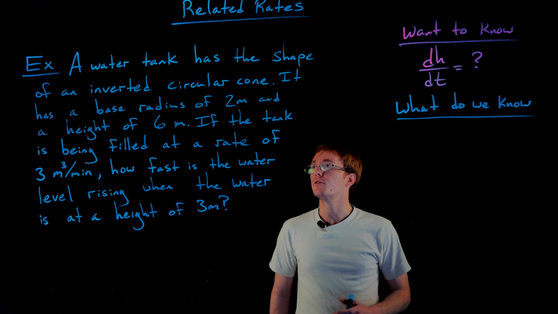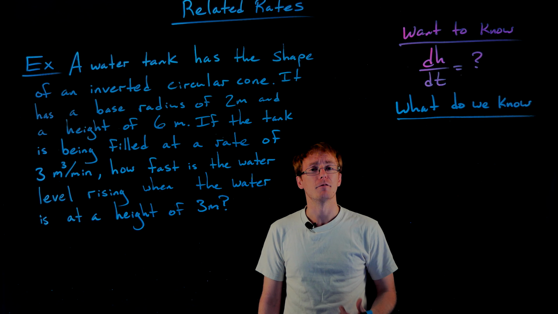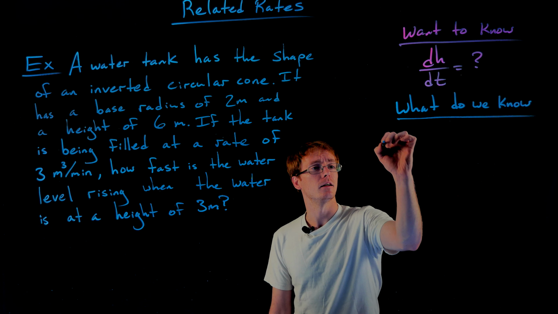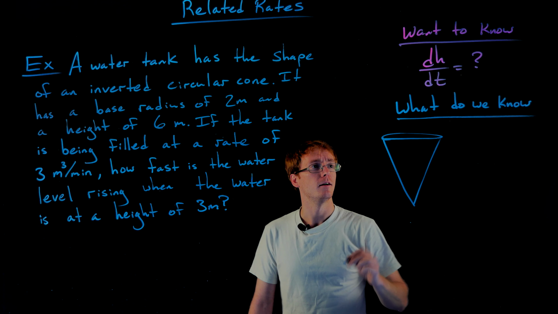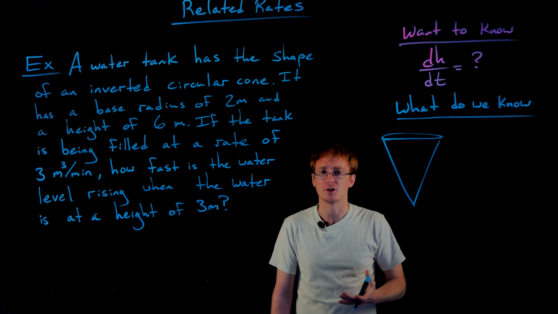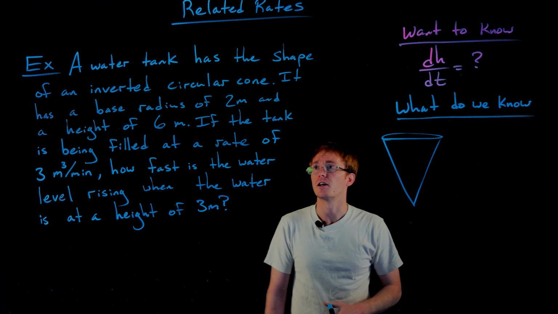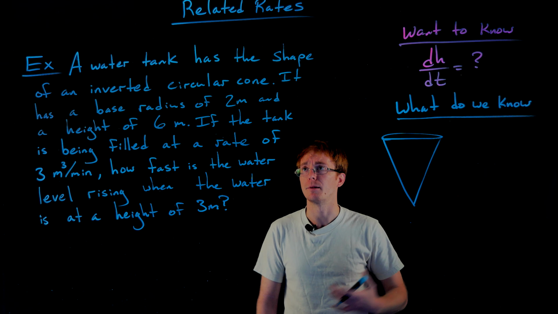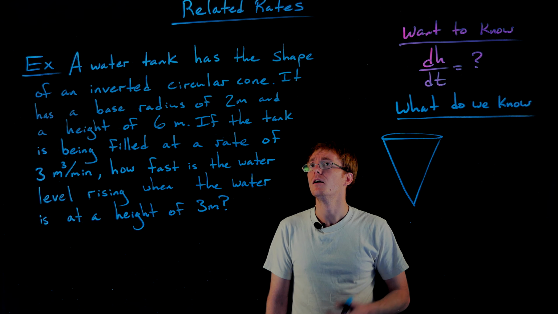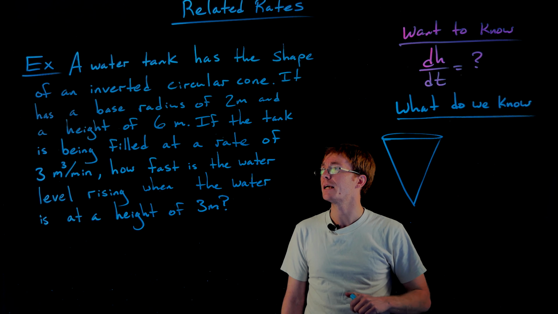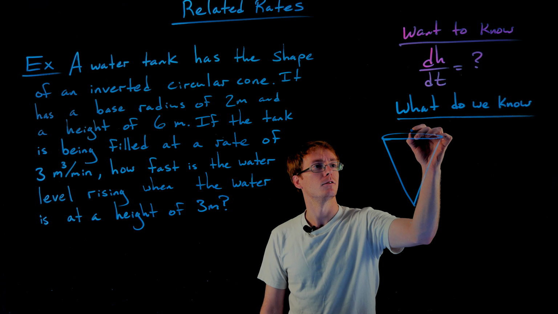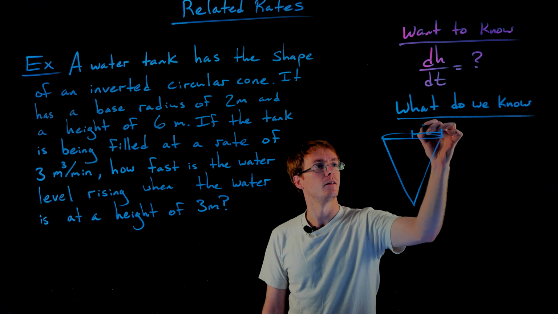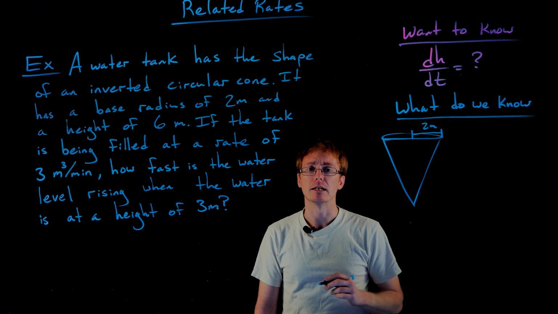So let's see. What we do know is that our water tank has the shape of an inverted circular cone. In some examples, a picture isn't necessary. This is going to be one of those examples where I think the picture is going to help us out a lot, not just for organizing our information, but for actually making progress within the problem. What else do we know about this cone besides its shape? We're told it has a base radius of 2 meters. So that circle up at the top has a base radius of 2 meters.